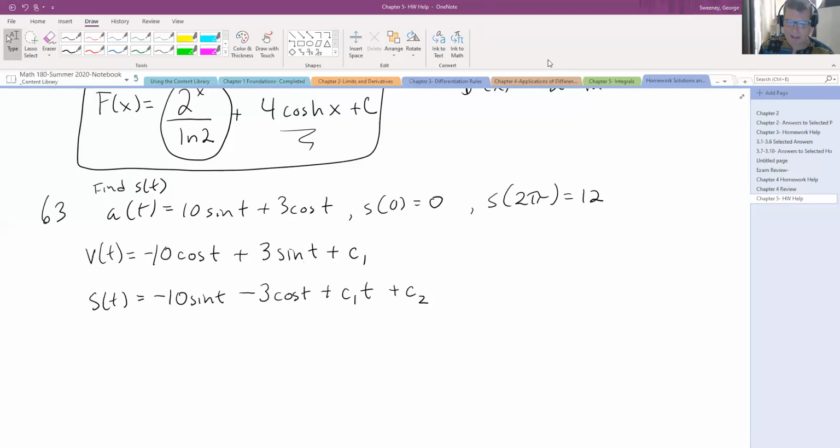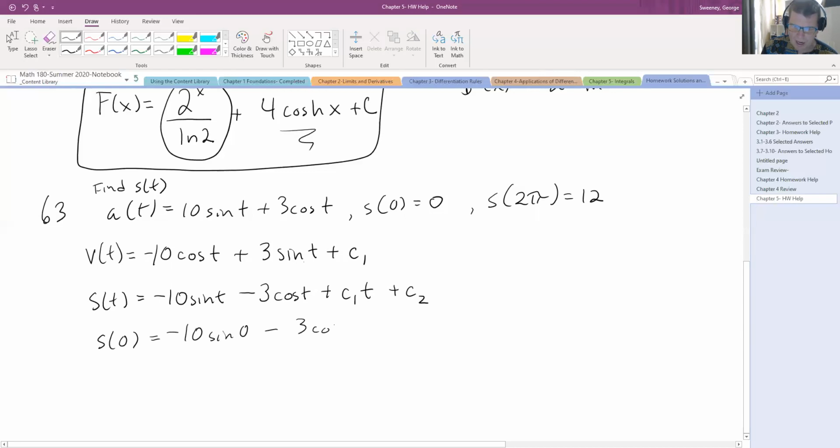We've now got 2 points here, and we're going to use s of t. So s of 0 is going to equal 0. So that's negative 10 sine 0 minus 3 cosine of 0 plus C1 times 0 plus C2, and that's equal to 0. So this is now equal to negative 3, right? Because sine of 0 is 0. Negative 3 cosine 0, and cosine 0 is 1, okay? And then there's a 0, so it's negative 3 plus C2 equals 0. And so that gives me C2 equals 3.